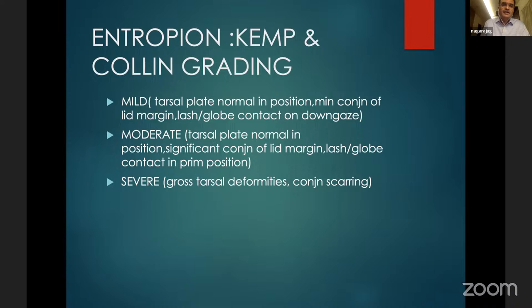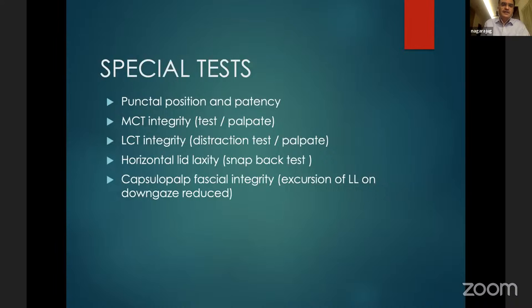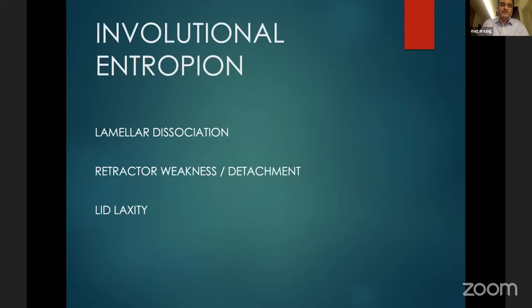That is what Kemp and Collin have graded, but this is not of much use clinically. Like I told you, assess the punctal position, patency, and the laxity of the tendons by all the tests which I told you. And I'll try to explain in detail what will happen if there is a vertical laxity and there is detachment of the inferior retractors of the lids in the later part of the presentation.